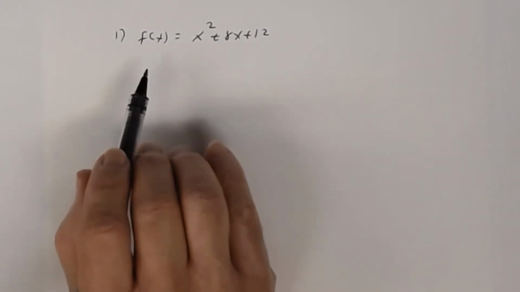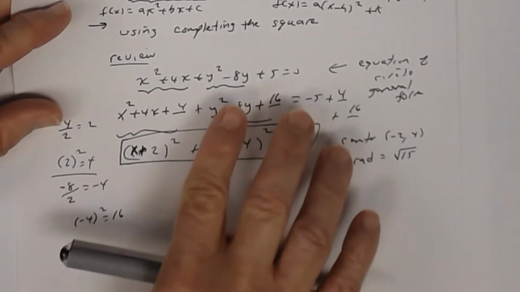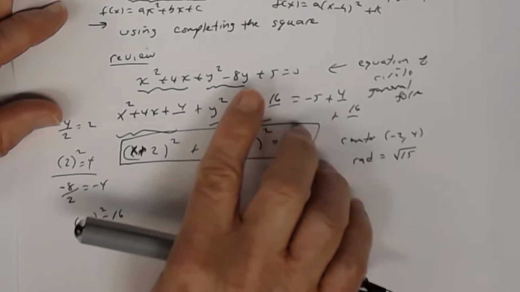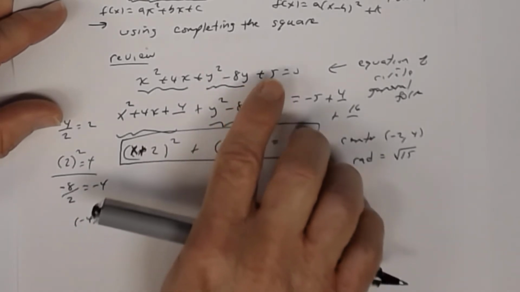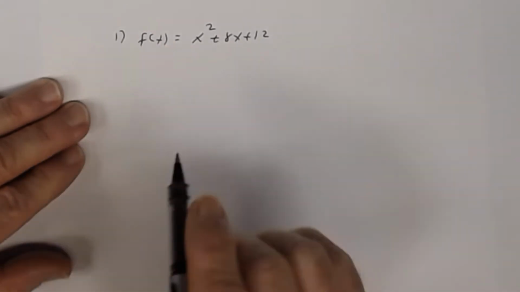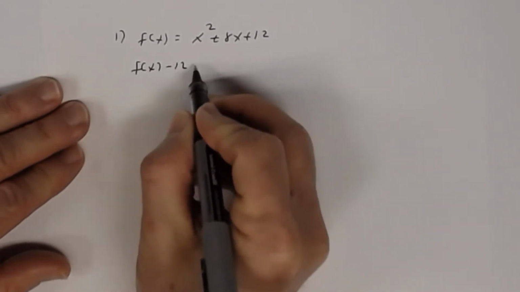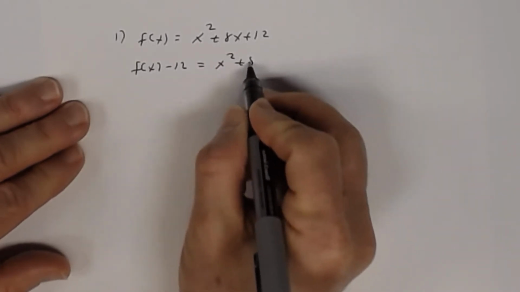All right, but here's the idea. So remember when, and this is the approach we're going to take here, remember when we did the equation of a circle, we brought the constant to the other side. So let's do the same thing here. Let's bring this constant to this side here. So I'm going to subtract 12 from both sides. So I get f of x minus 12 equal x squared plus 8x.